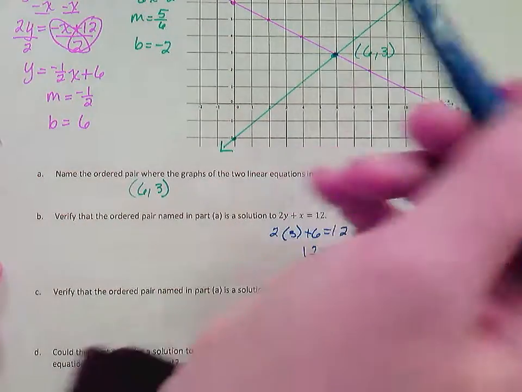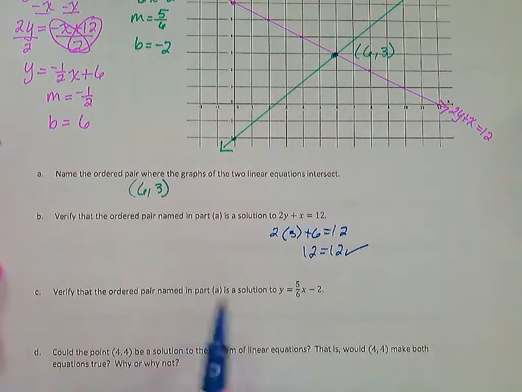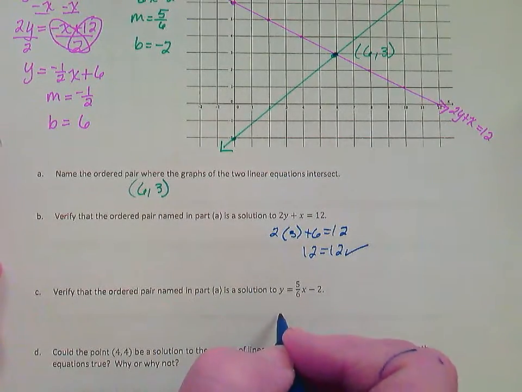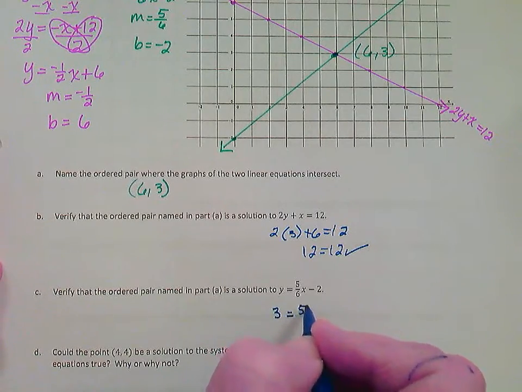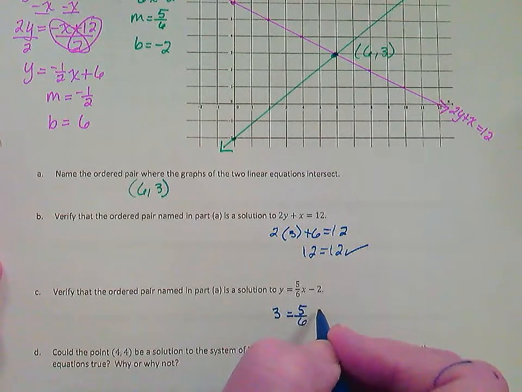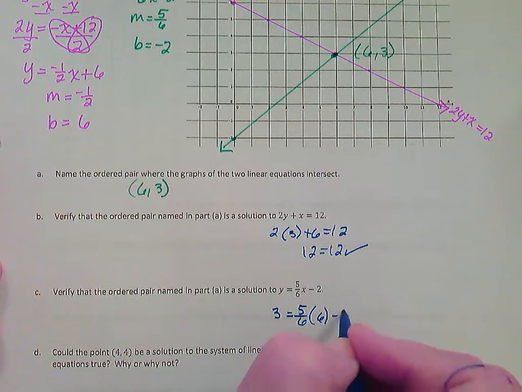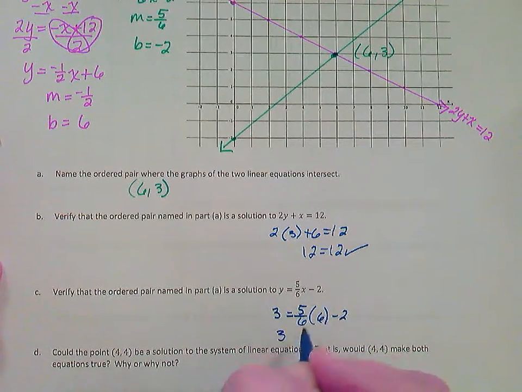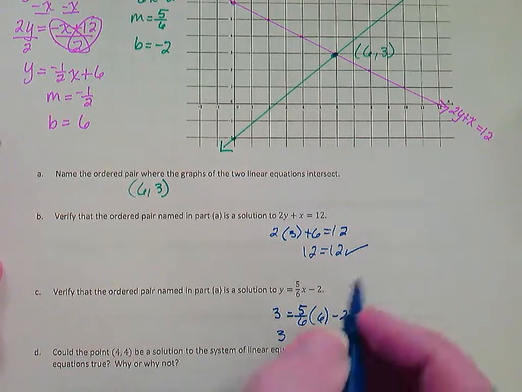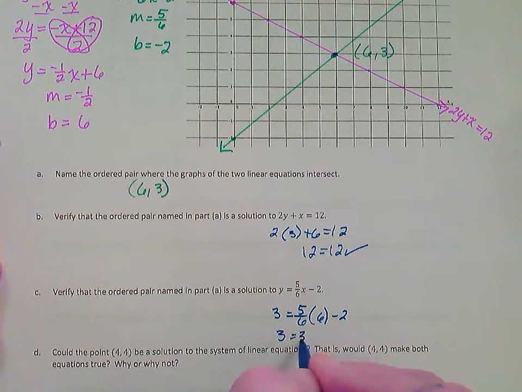Now let's check to see if it works in this equation. I'm going to do the same thing. 3 is my y, equals 5/6 times 6 minus 2. Well, if you put this into your calculator, 5 over 6 times 6 minus 2, you get 3. So it checks.